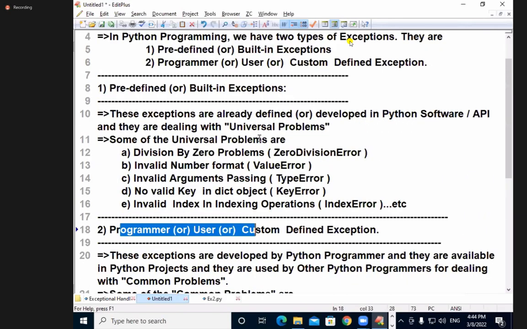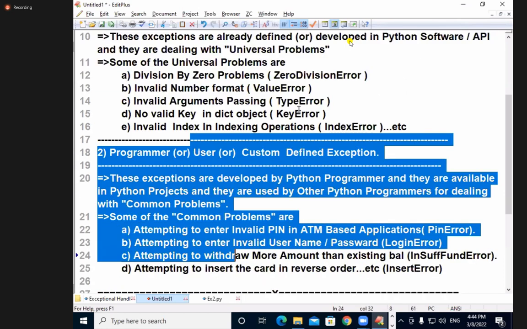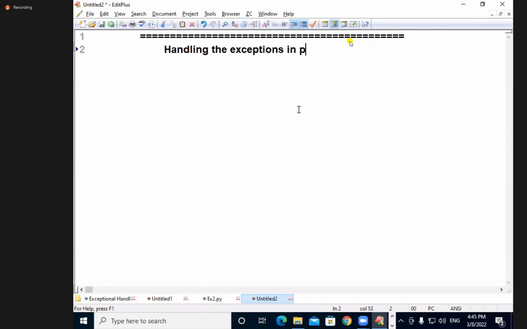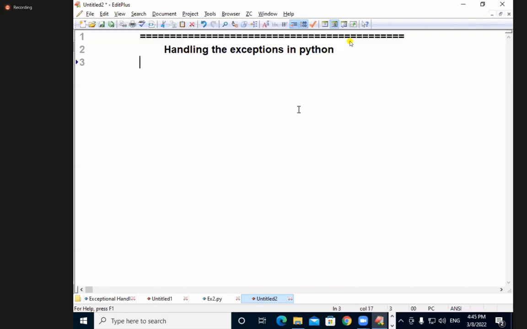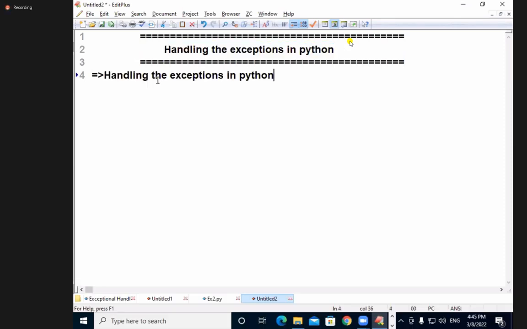So shall we go for handling the exception now? Whether it is a predefined exception or a programmer defined exception, I must learn now how to handle the exception. Very, very important discussion I am going to start, students: handling the exceptions in Python. So be alert like yesterday. Now tell me, handling the exceptions in Python is nothing but, fill up the gap.